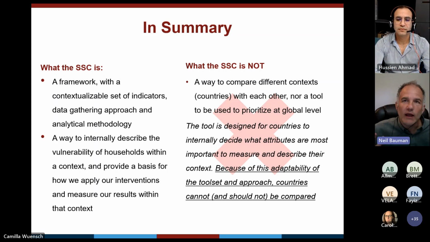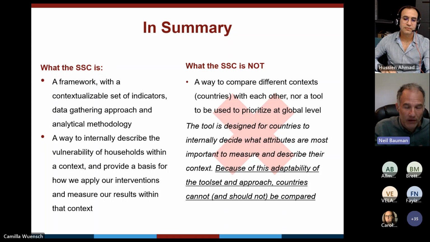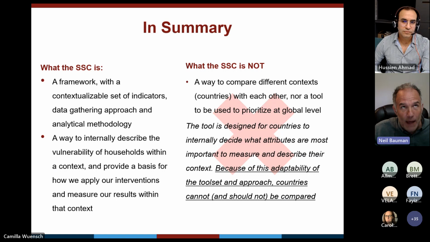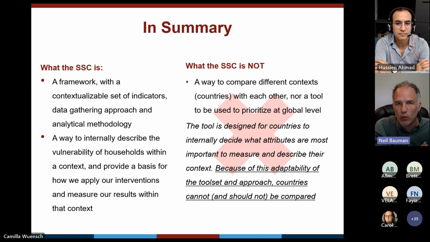So what it is to summarize the context for a particular country or response. What it is not trying to do is compare one country or one context to another, because of all that flexibility and adaptivity that is built within the tool, you can't compare one adaptation of the tool to another adaptation of the tool.